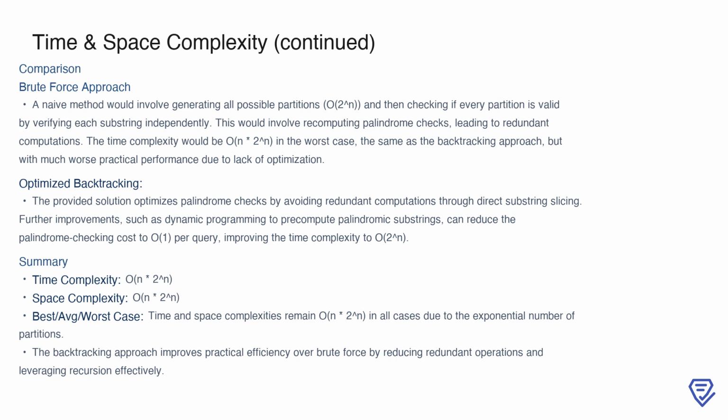Further optimizations, such as using dynamic programming to pre-compute whether substrings are palindromic, can reduce the palindrome checking cost to 1 per query. This would improve the overall efficiency, though the time complexity remains dominated by the number of partitions at 2 to the power of n. In summary, the backtracking approach achieves n*2 to the power of n time and space complexities, balancing exponential growth in partitions with practical improvements in efficiency over brute force methods.